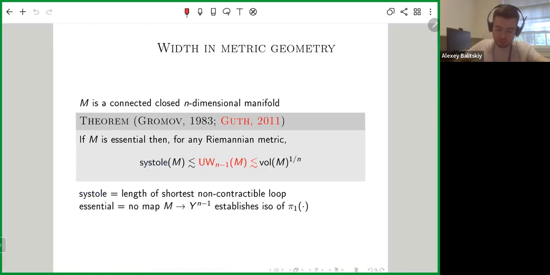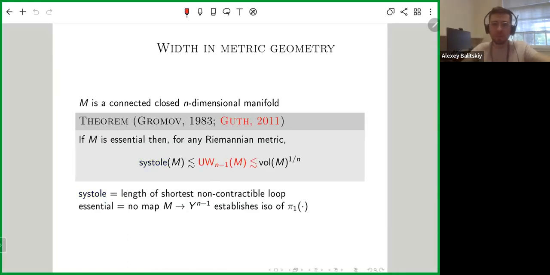And the reason I mentioned this is because it's known nowadays that one can actually sandwich the codimension one Urysohn width of your manifold in between the two quantities. And this is actually, I would say, the modern proof of this systolic inequality. It goes through this Urysohn width.